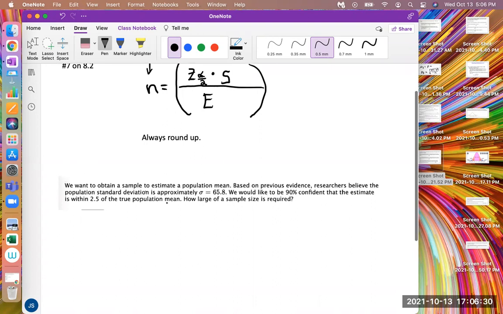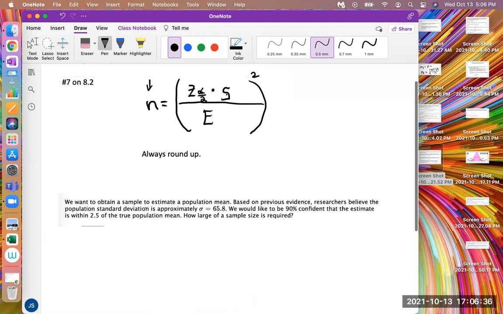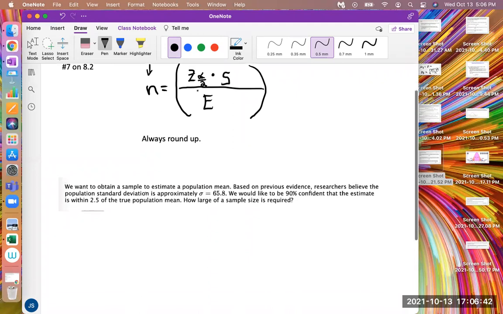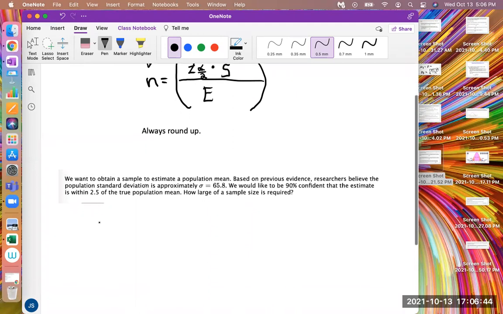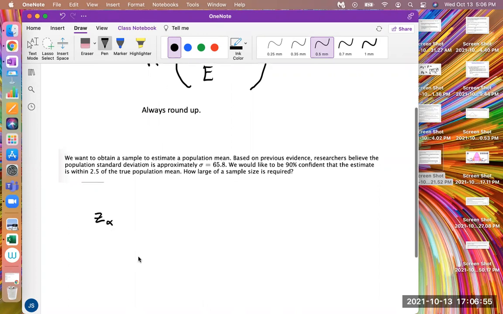First of all, I have the e and I have the s, I can plug those in, but I don't have right now the z alpha over 2. So let me just talk about what z alpha means.